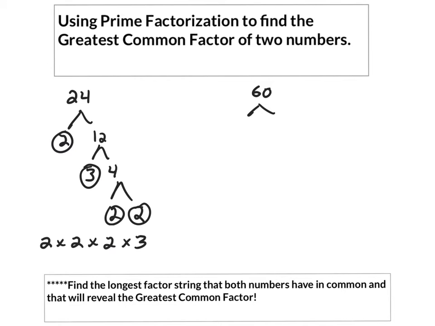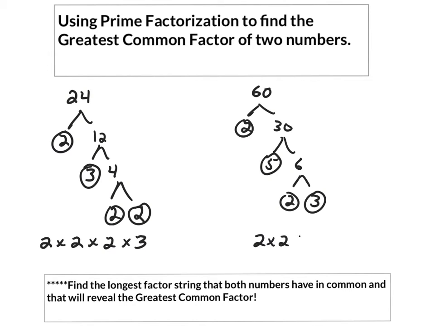All right, let's do 60. Let's do 2 times 30. 5 times 6. 2 times 3. And let's write down that string. 2 times 2 times 3 times 5.